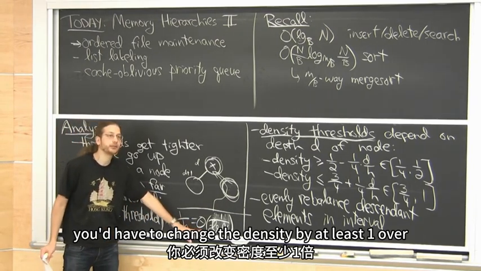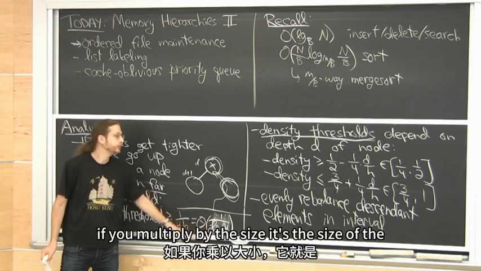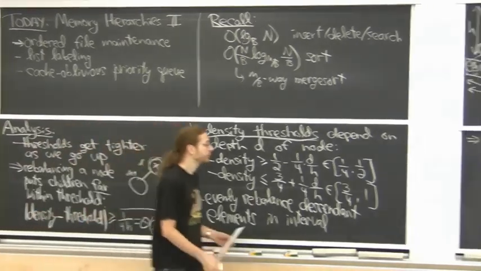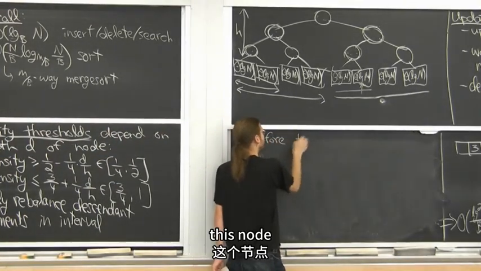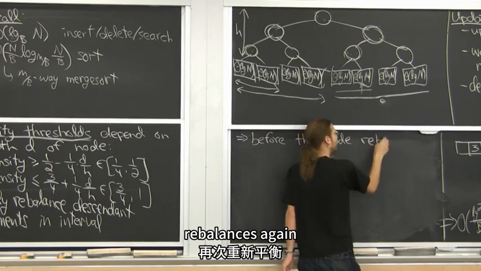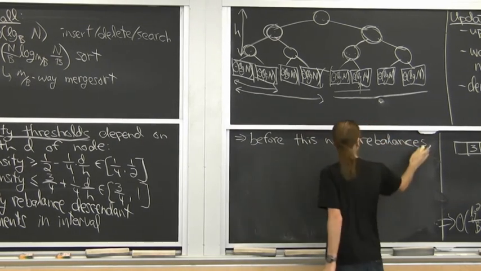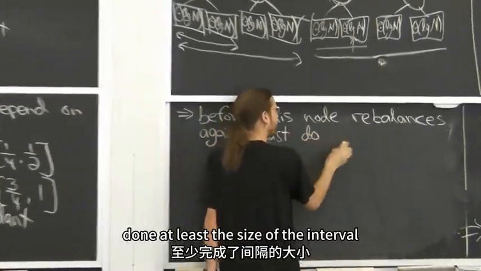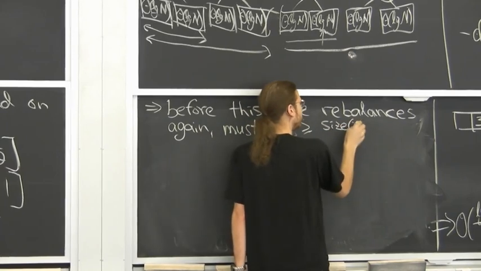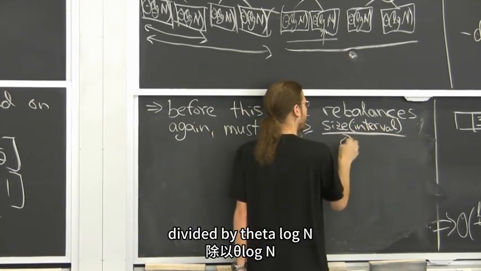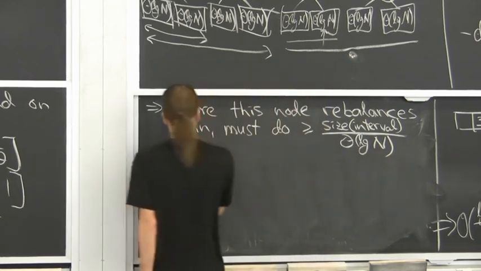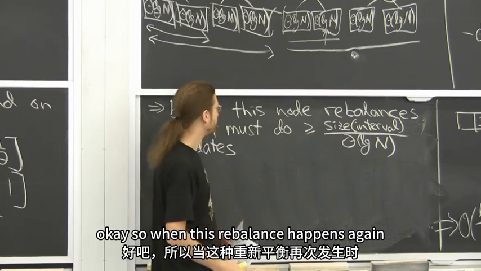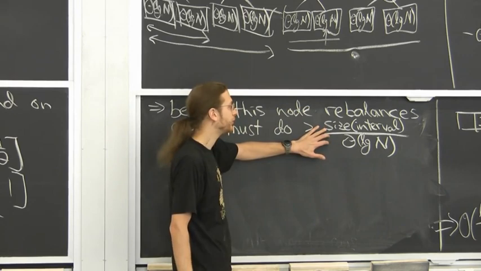Well, you'd have to change the density by at least an additive 1 over log n. If you multiply by the size, it's the size of the interval divided by log n. You've got to have at least that many insertions or deletions. So before this node rebalances again, one of its children must get out of balance, and so you must have done at least size of the interval divided by theta log n updates for one of the children to become out of balance again.